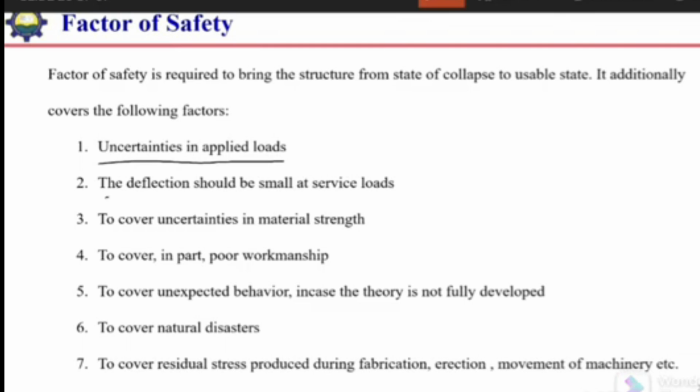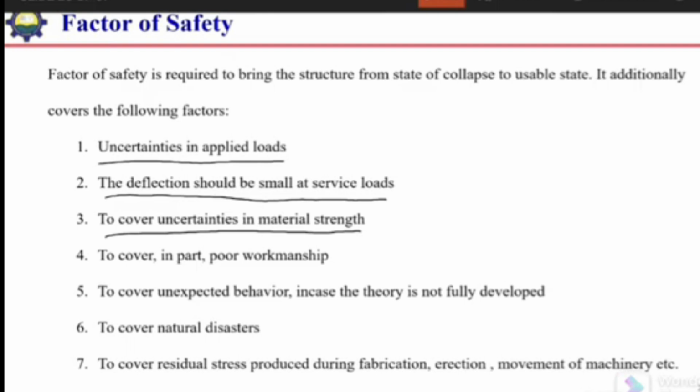The deflection should also be small at service loads. So we also apply the factor of safety to keep our deflection within the allowable limits at service loads. It also covers the uncertainty in material strength. Material strength can vary inside the member, and if we have fabricated different structural members in the factory, their strength may vary a little bit.